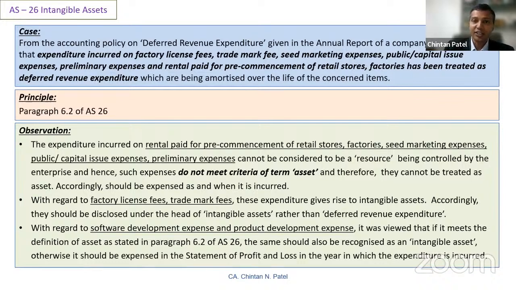With regard to factory license fees and trademark fees, this expenditure gives rise to intangible assets. However, it should be accounted for as intangible assets. You can't label it as a deferred revenue expenditure. Deferred revenue expenditure itself signals a compliance failure. So if it qualifies to be an intangible asset, then you present and label it as an intangible asset. For software development expenditure and product development expenditure, AS 26 provides certain criteria. It provides definitions of research and development, and when development starts. All expenditure after development starts, which satisfies the conditions of AS 26, can be capitalized as intangible assets.